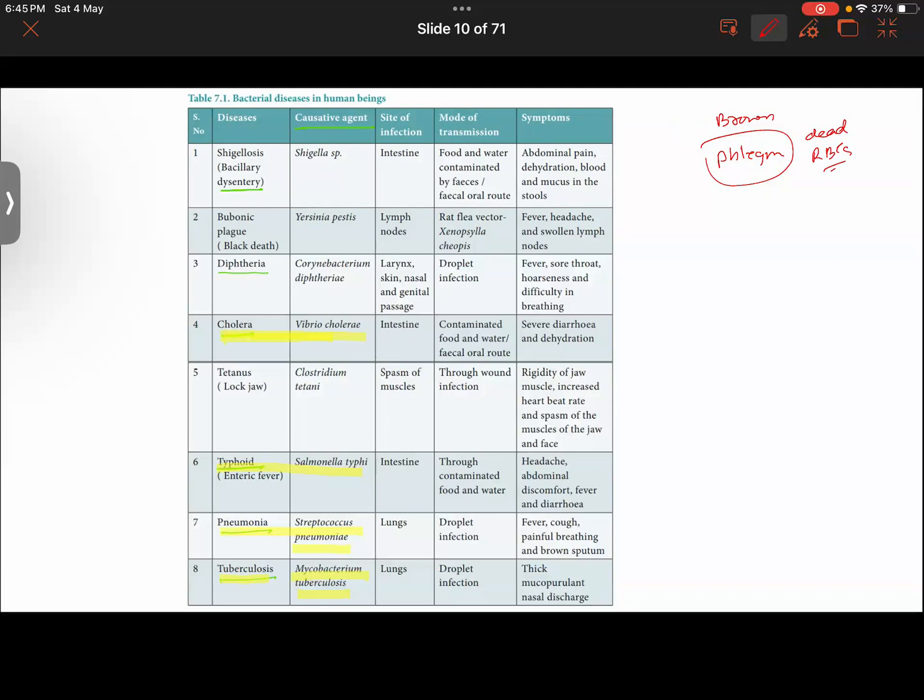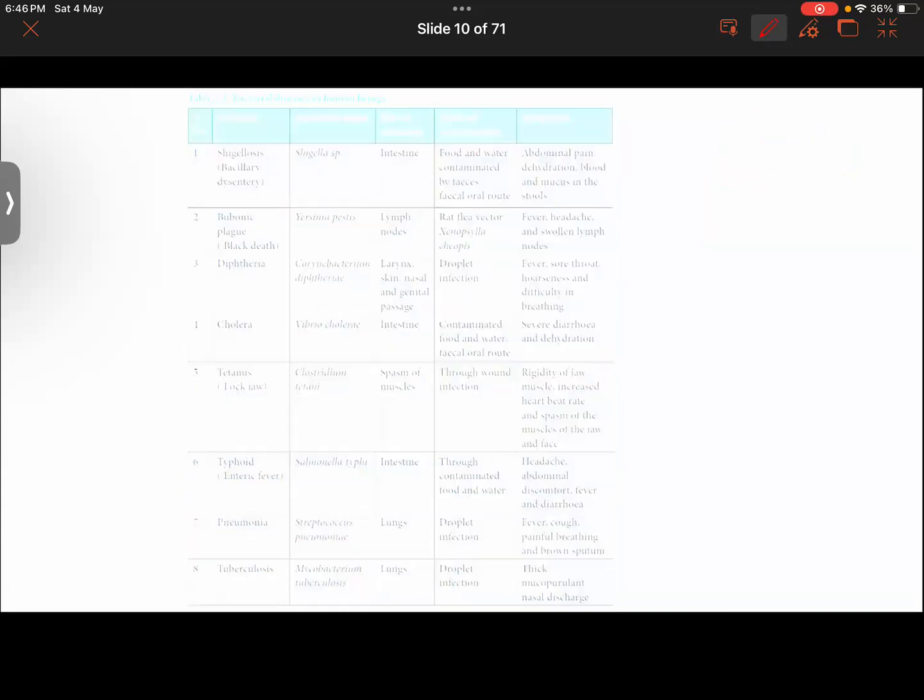Then tuberculosis. It is caused by which bacteria? The name of the bacteria, pronounce it. Mycobacterium tuberculosis. It infects the lungs. It is also transmitted by infected water droplets. Getting it now? Thick mucopurulent nasal discharge. Basically, just understand that there will be a discharge of thick liquid from the nose in simple terms.